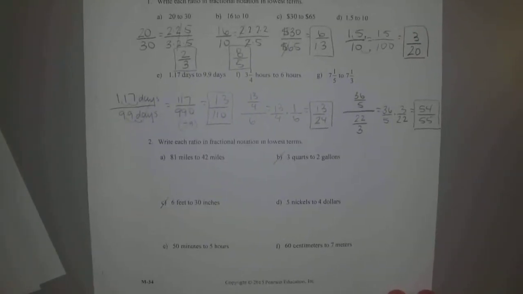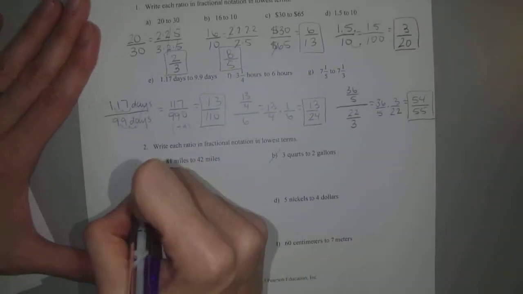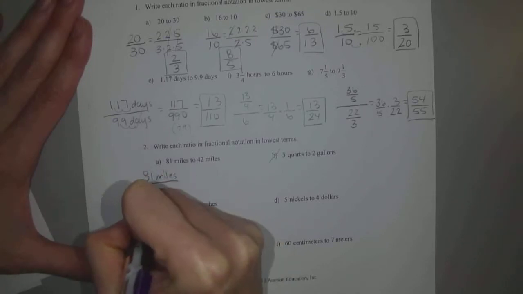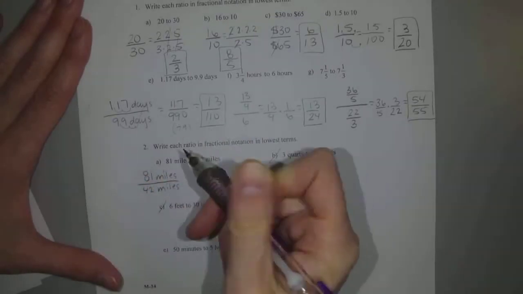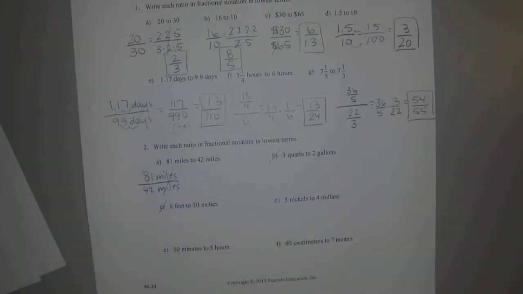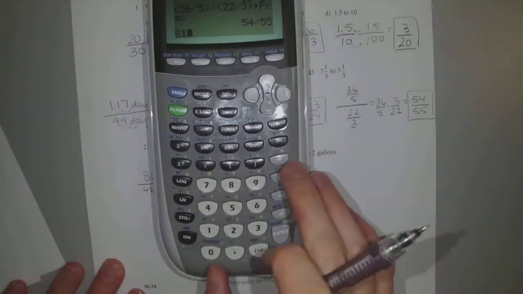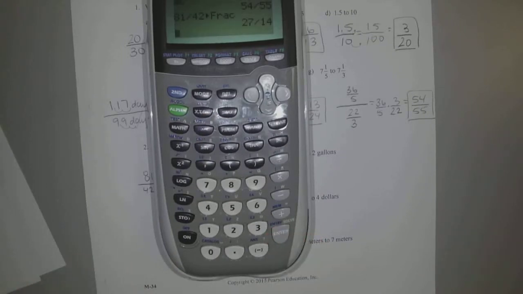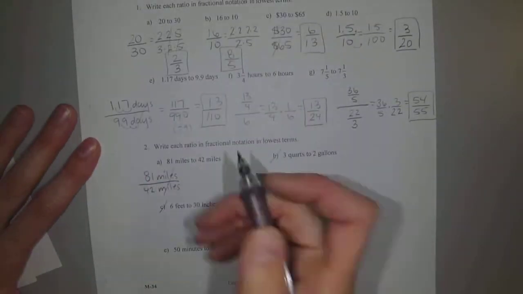There you go. 81 miles to 42 miles. It's going to be exactly like what we did above. 81 miles to 42 miles. The miles are going to cancel out because they do have that same unit. And then how does 81/42 end up breaking down? 27 over 14. Is that okay?